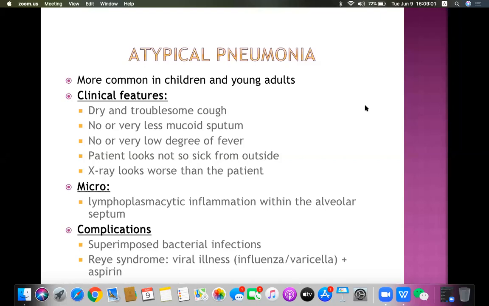But these are atypical organisms. Remember that even these bacteria are atypical. They don't have a cell wall. So we cannot use the penicillin group of antibiotics to treat them. Always remember this. No penicillin. The whole classification of penicillin cannot be used here. No amoxicillin, no ampicillin, no cloxacillin, no flucloxacillin. Nothing like that. So you have to choose the macrolide group of antibiotics.